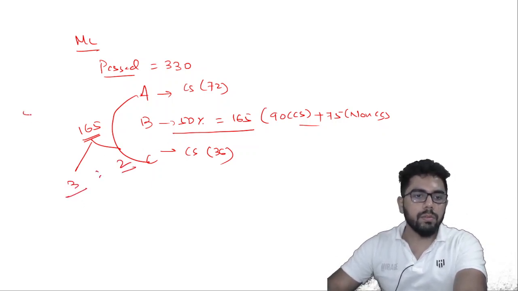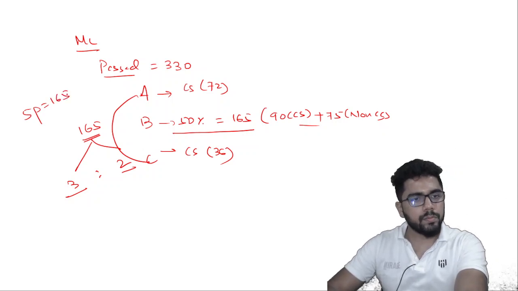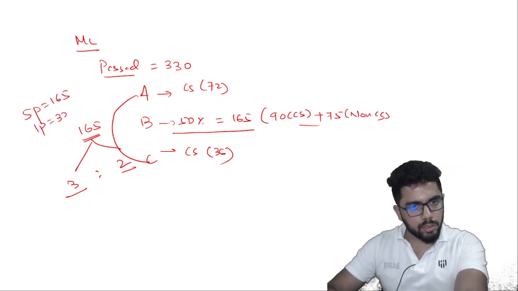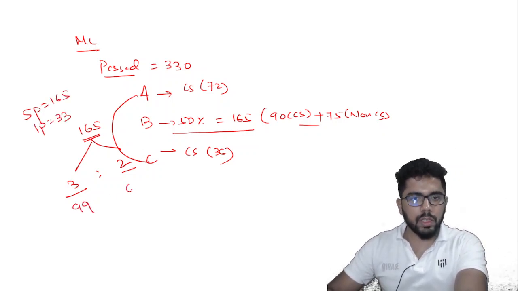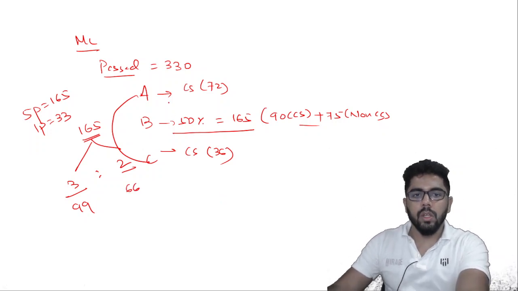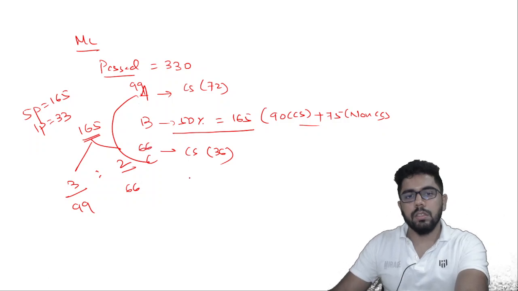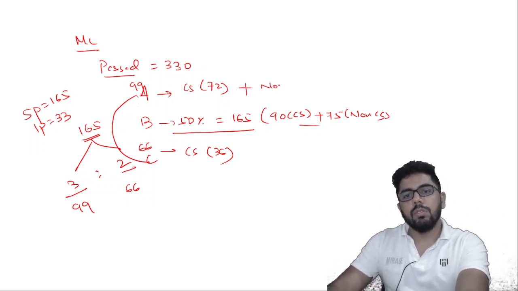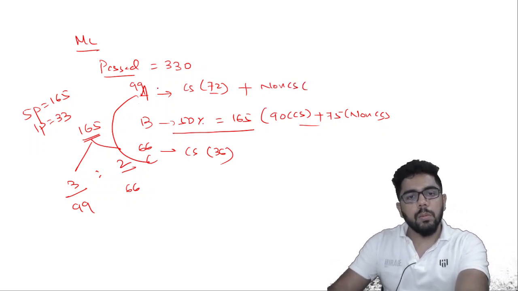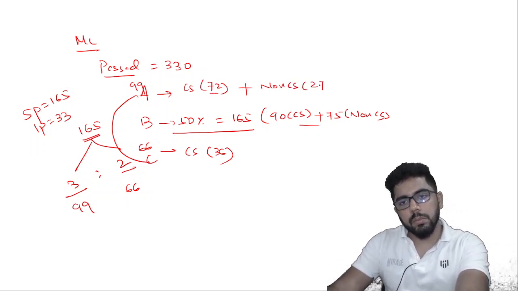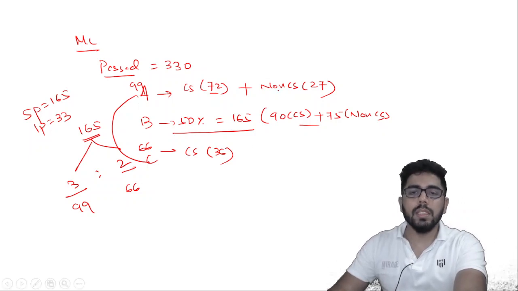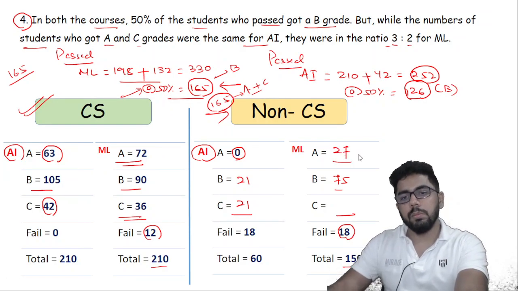So 165, if I'm breaking it into 5 parts, one part is 33. So this is 99 and this is 66. So A grade is 99 and C grade is 66. If 72 people in the CS department have got A grade, then for non-CS department, how many? The difference is 27 people. So non-CS A grade in ML is 27 people.